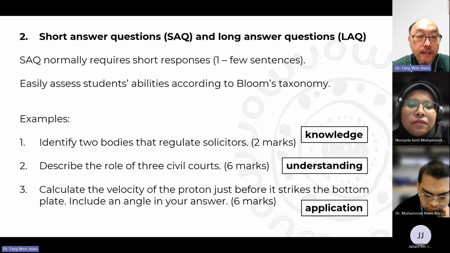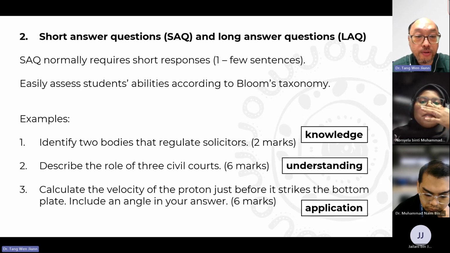For example, this question: identify two bodies that regulate solicitors. There's a verb there, identify. So they don't need to explain. We just have to list out. So this one here, we test on their knowledge.